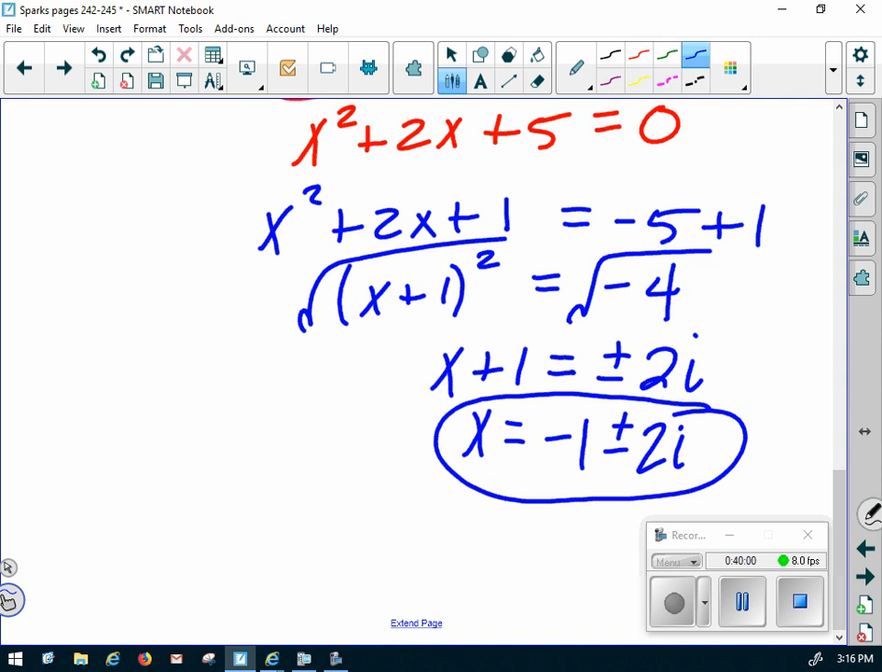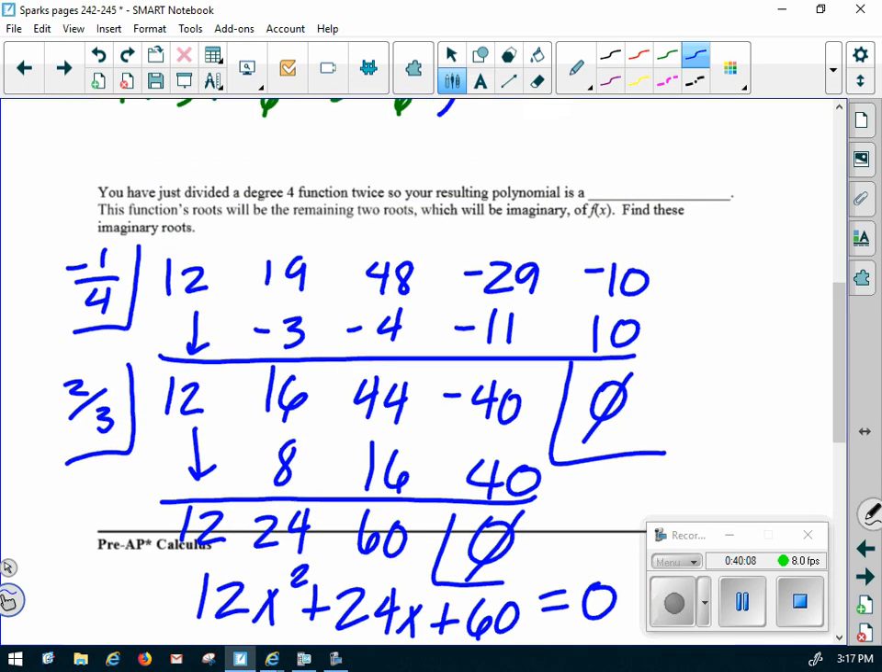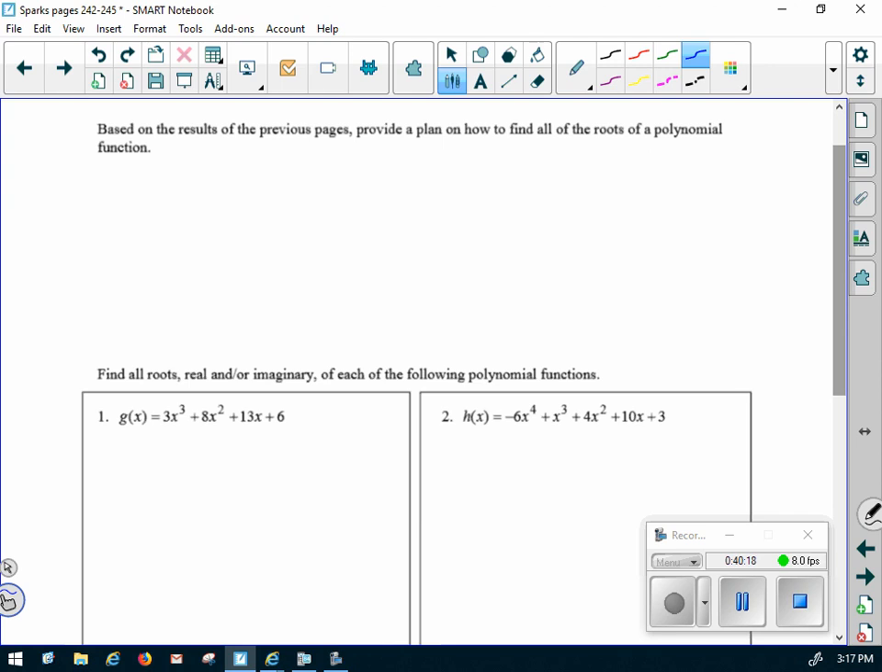There are two imaginary roots, and we had already found the two real roots. Okay, we've done it all. We're doing all right. Is this the last page? Okay. Based on the results of the previous pages, let's make a plan on how to find all the roots of a polynomial function.